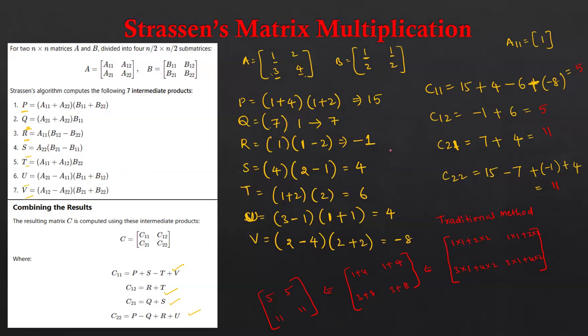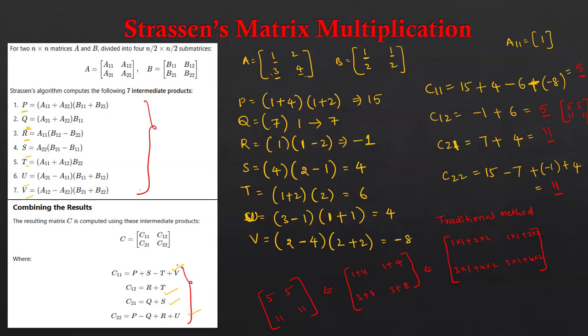If you compute the values C11, C12, C21, C22, we got these values as 5, 5, 11, 11. And if I go for the traditional method, how can you perform it? This row, this column, we will get C11, C12, this is C21, C22. If I compute this, I got 5, 5, 11, 11. So these two are matched, so the equations mentioned here are working fine.